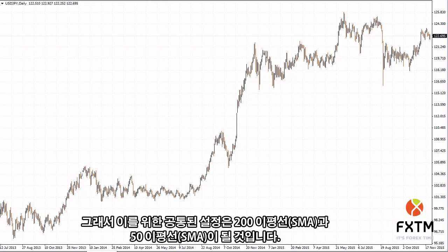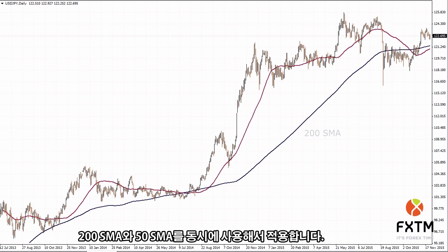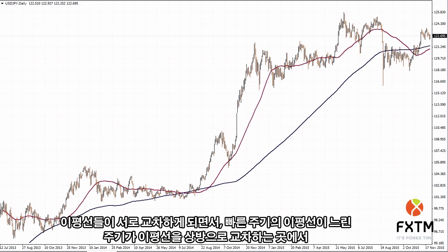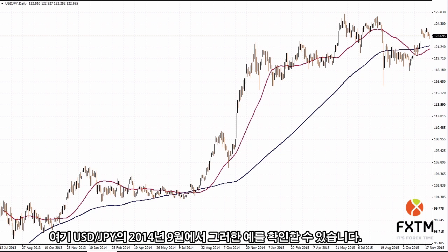So a common setup for this would be a 200 and a 50 period simple moving average, using both applied together. Now, as these crisscross each other, so as the faster moving average crosses above the slower moving average, they would look at that as a line in the sand, if you will, for where the market has become bullish. So you can see that here, for example, in September of 2014 on the dollar-yen pair.